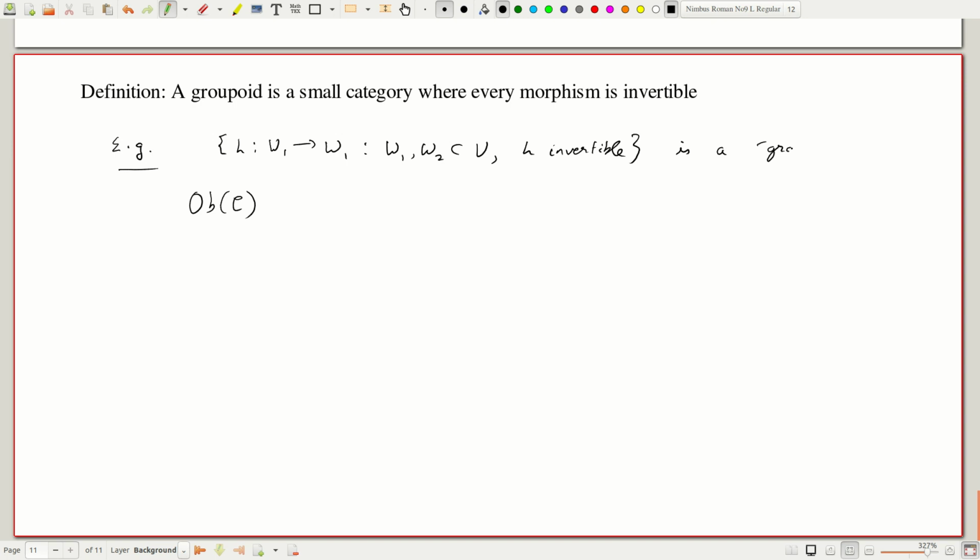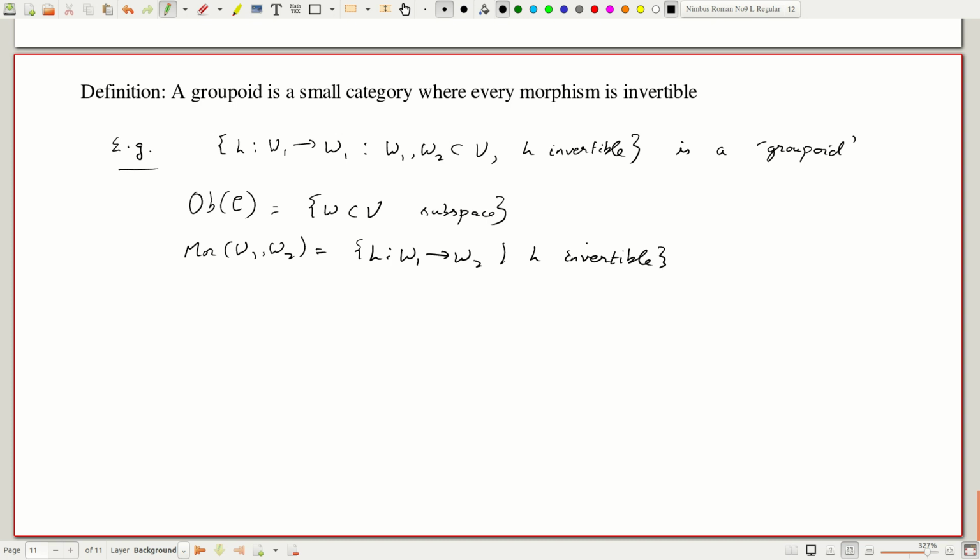More precisely, this is the set of morphisms of a groupoid, where objects of C are simply the set of all subspaces W in V. And morphisms from W1 to W2 are going to be L mapping W1 to W2. No surprise there. But remember, we have to restrict to L invertible. I have not written linear. It's clear when I'm dealing with vector spaces that I want to talk about linear transformations. Otherwise, I would just be dealing with sets. So this makes this into a groupoid. Okay, so this is the first example we have.